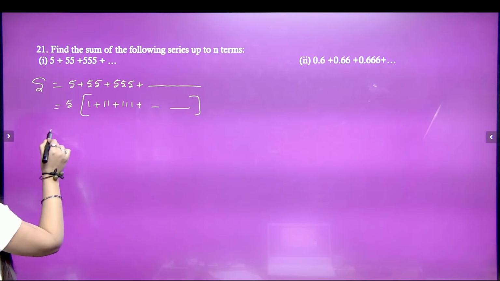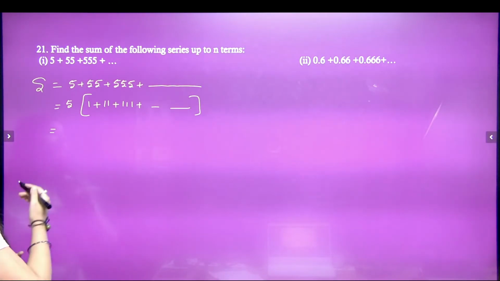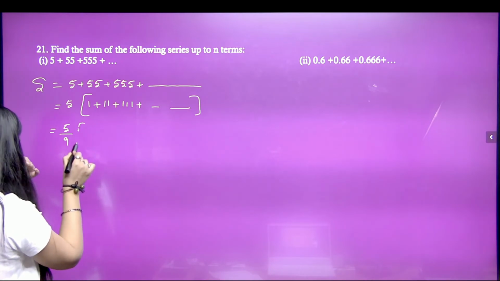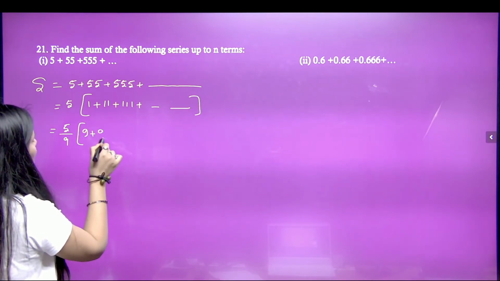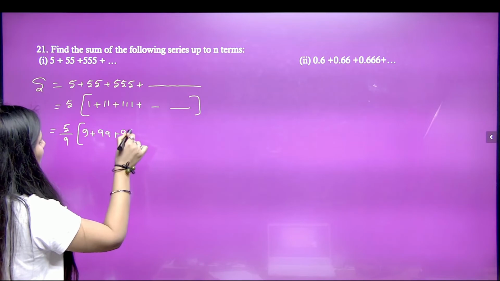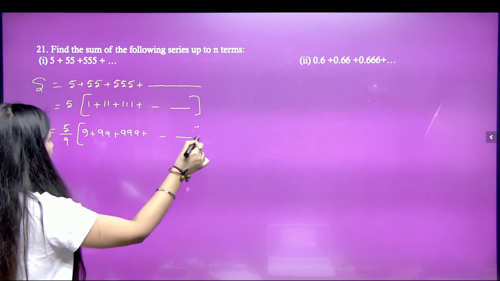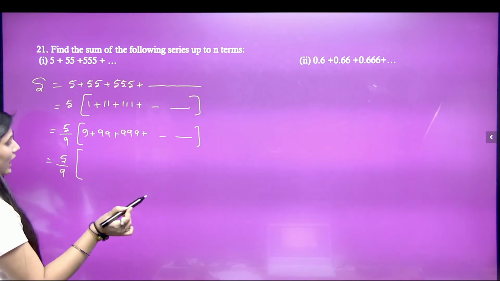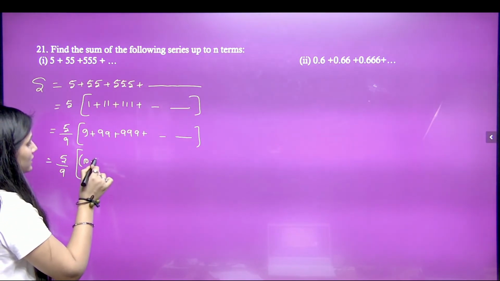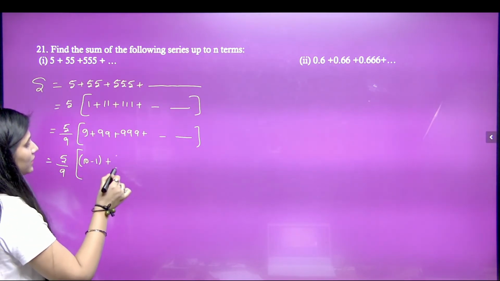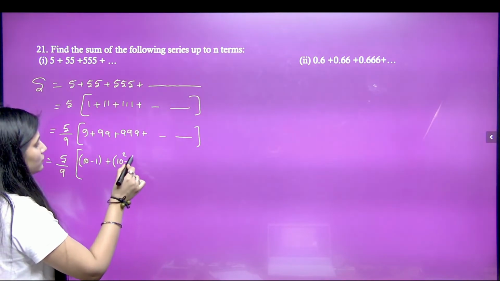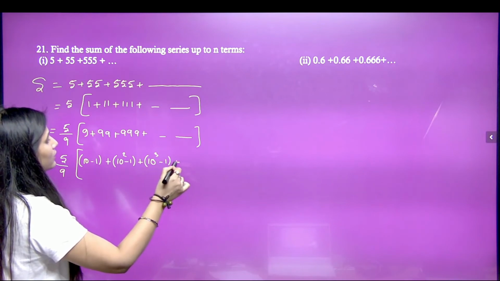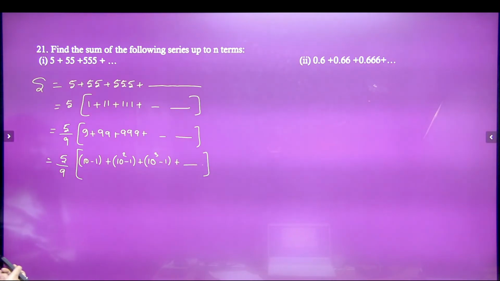Okay, now in the next step what we have to do, we have to divide and multiply by 9. So it is 5 by 9 into 9 plus 99 plus 999, and it goes on like this. 9 can be written as 10 minus 1. 99 can be written as 10 square minus 1. And 999 can be written as 10 cube minus 1. And it goes on till n terms.